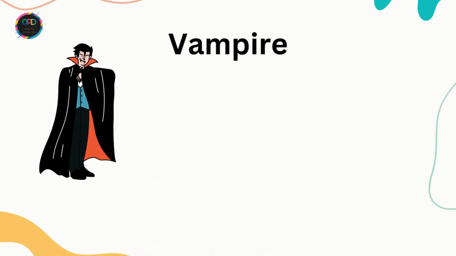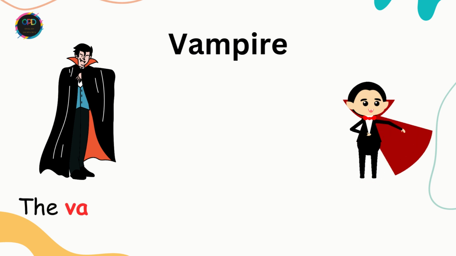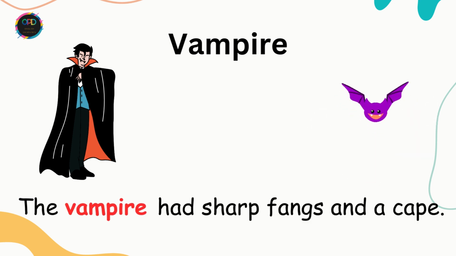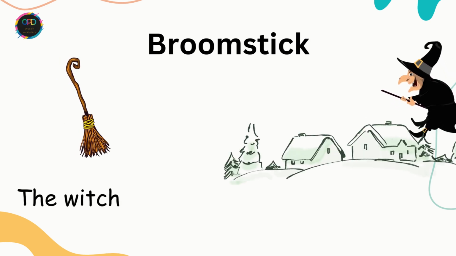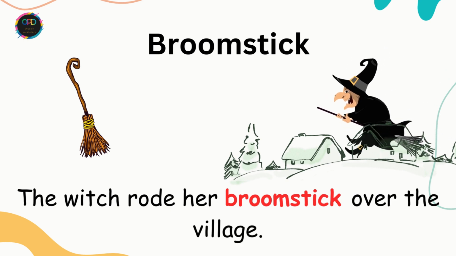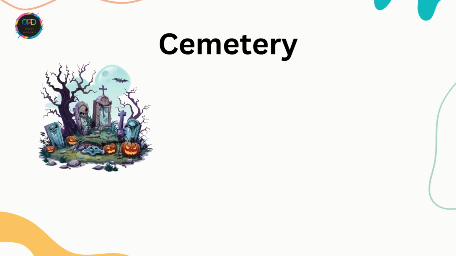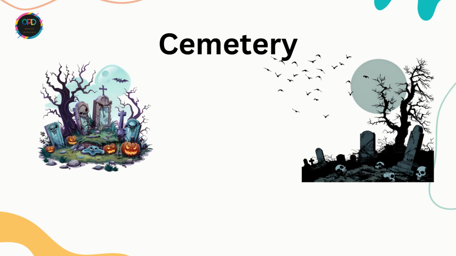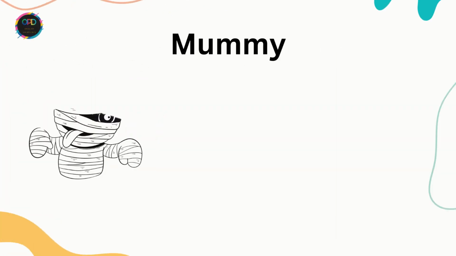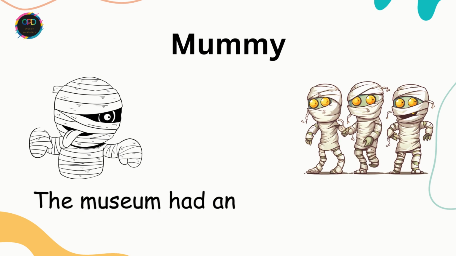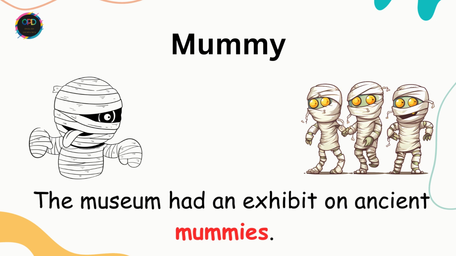Vampire. The vampire had sharp fangs and a cape. Broomstick. The witch rode her broomstick over the village. Cemetery. The old cemetery was filled with eerie tombstones. Mummy. The museum had an exhibit on ancient mummies.